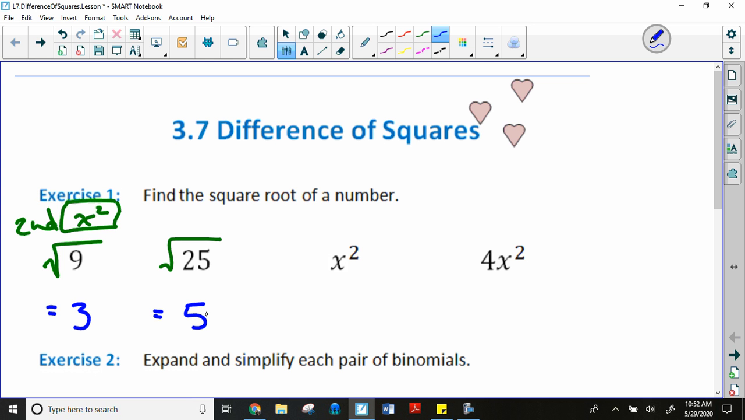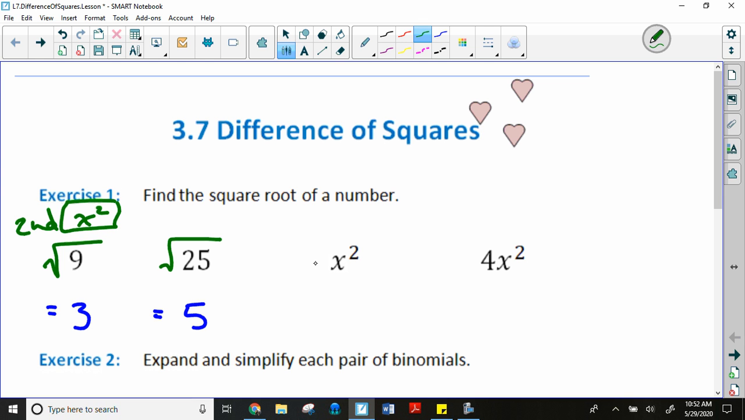Square roots have to be the exact same term. Because 5 times 5, 5 and 5 are the same number, that's what gives you 25. 3 times 3 gives you 9. Both 3's are the same number. 9 and 1 are factors of 9, but it's not the square root.